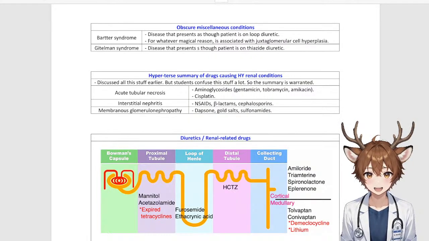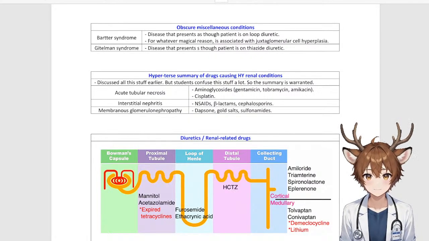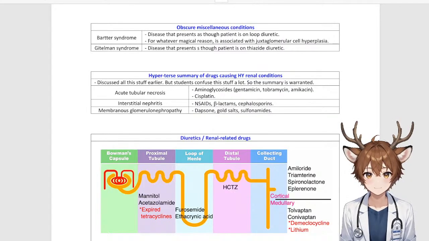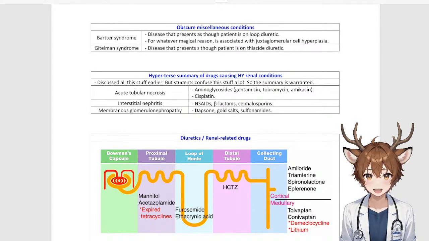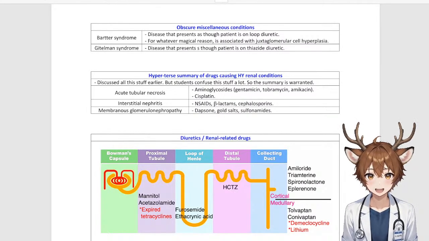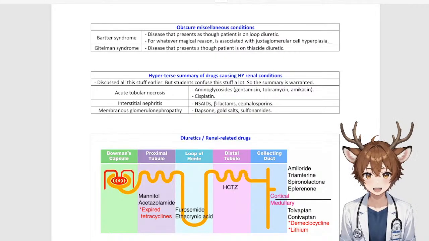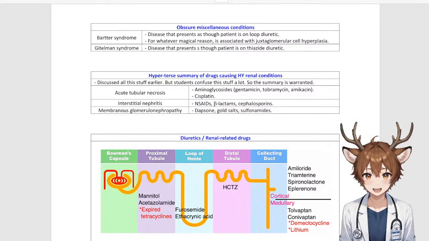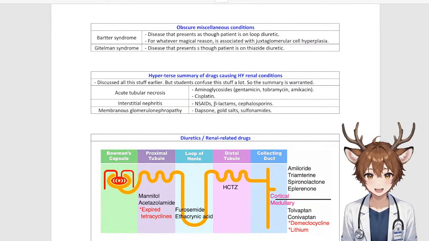Obscure miscellaneous conditions. Bartter syndrome. Okay, I'm thinking, where are we going to get into the drug stuff? We're soon enough. Bartter syndrome, a disease that presents as though the patient is on a loop diuretic, for whatever magical reason is associated with juxtaglomerular cell hyperplasia. Okay. Gitelman syndrome, a disease that presents as though the patient is on a thiazide diuretic.